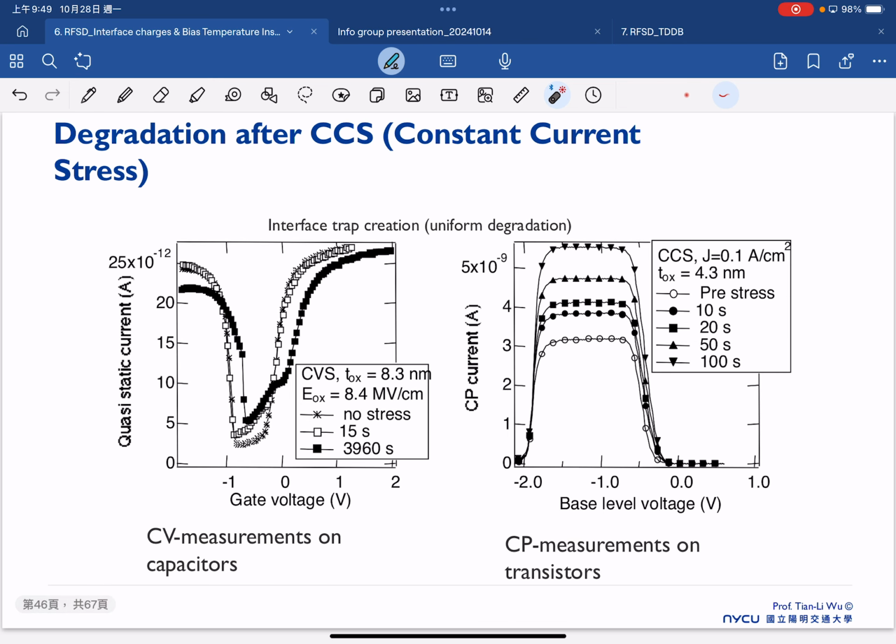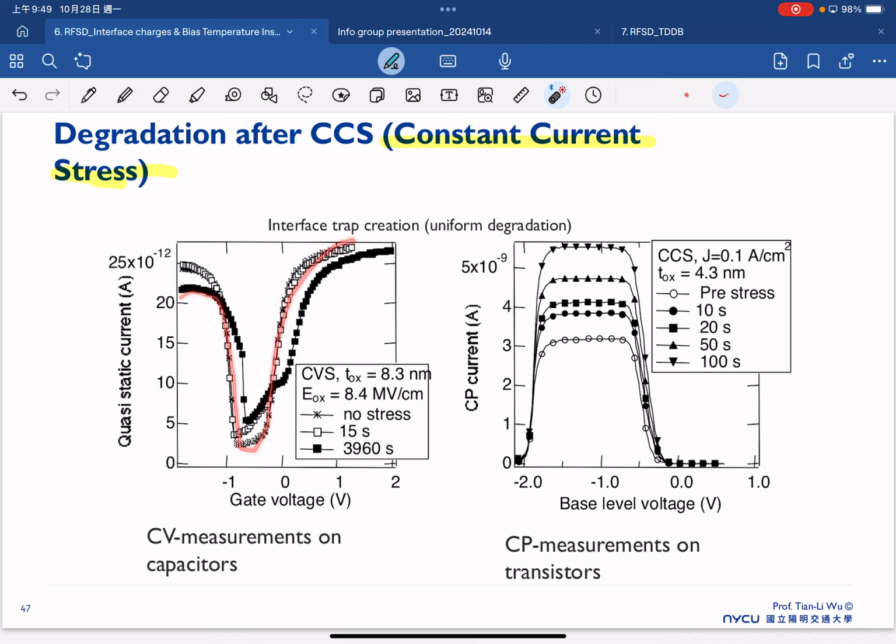So here are some of the experimental results. This is the degradation after CCS. CCS means constant current stress. On the left-hand side is our very regular CV curve. And this is the one with no stress, which is this one.